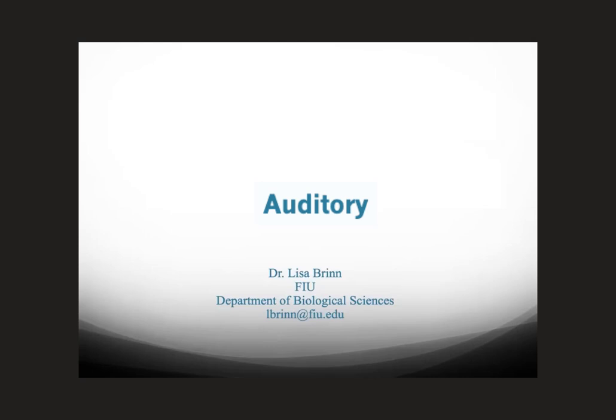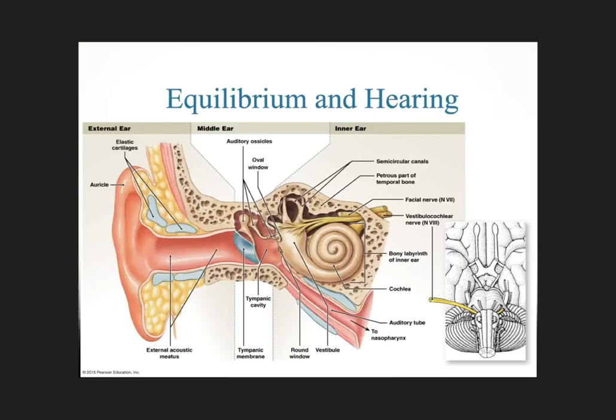Everyone. In this video recording, we're going to talk specifically about the auditory system, which includes hearing and equilibrium. So let's get started. Let's talk first about the hearing and then we'll talk about the balance. But the ear can be subdivided into three regions. You're going to have your external ear, your middle ear, and your inner ear.